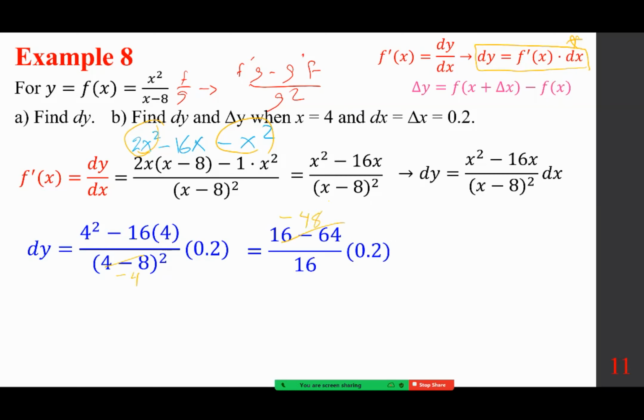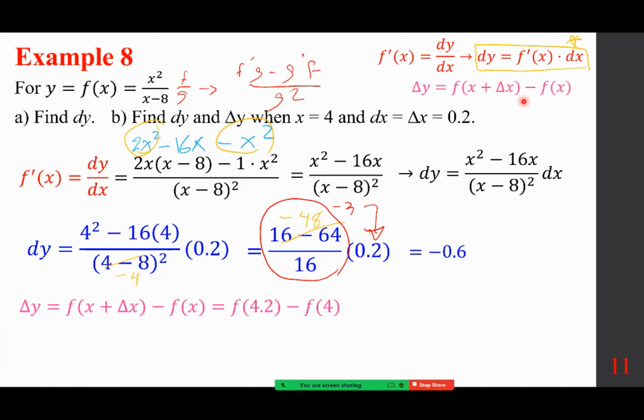The numerator is negative 48. And you divide it by 16, you get minus 3 times 0.2 is minus 0.6. So that's dy. What is delta y? F of x plus delta x minus f of x, so f of 4.2 minus f of 4, which means plug in 4.2 into the original function, plug in 4 into the original function, look at their difference.